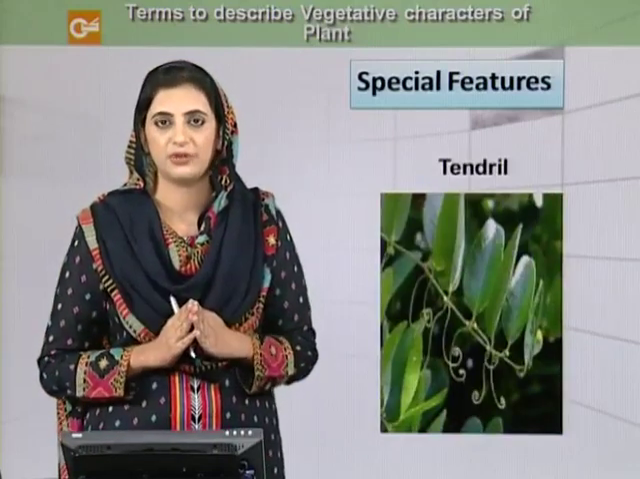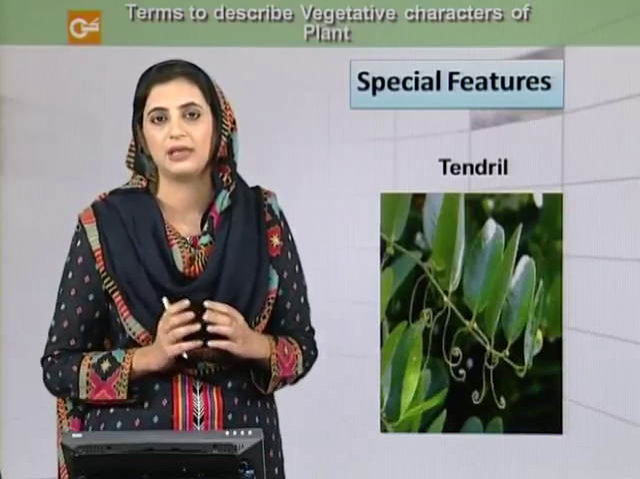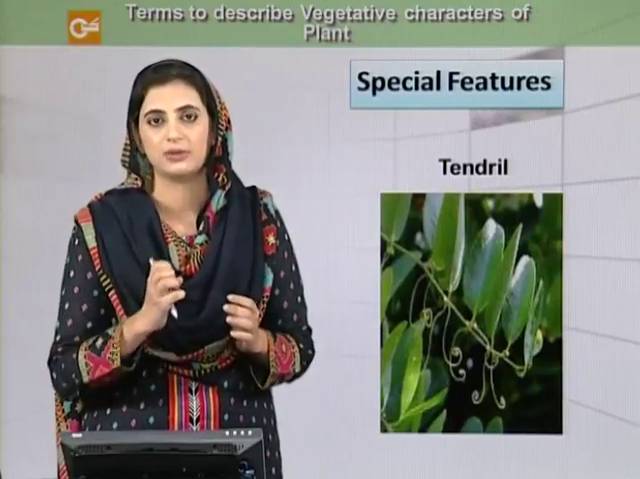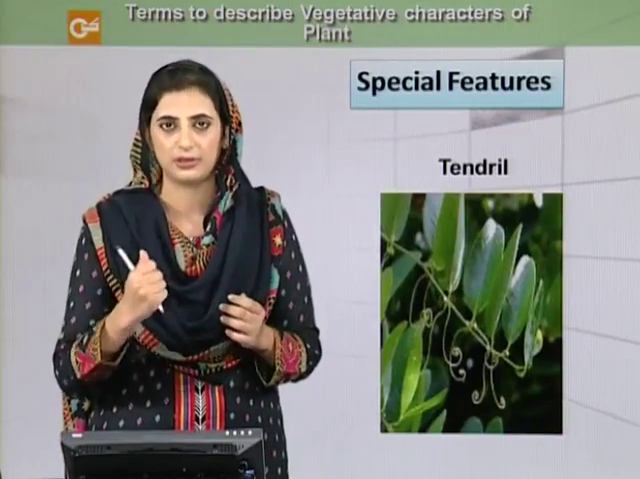And then we have tendrils. They can be modified leaves or modified stems, and they can grasp or pick out certain substances and surround them.